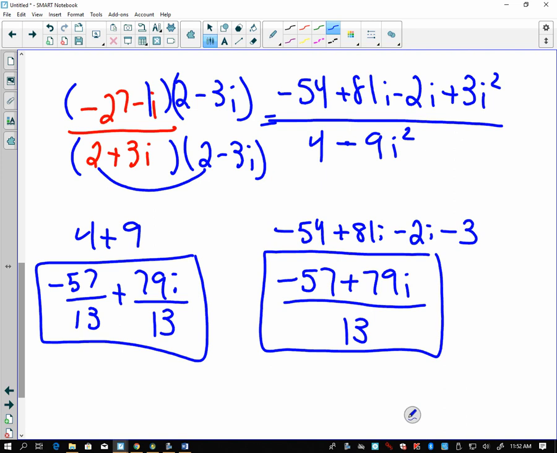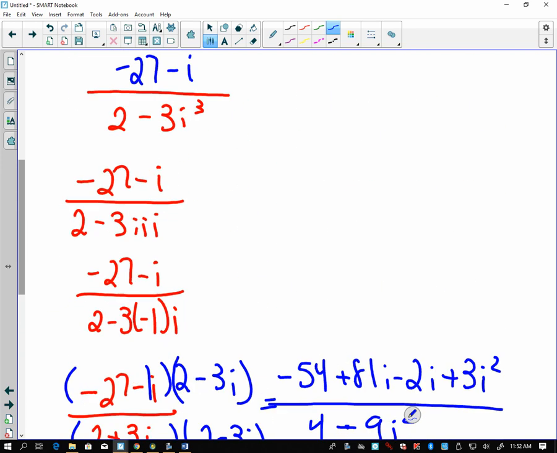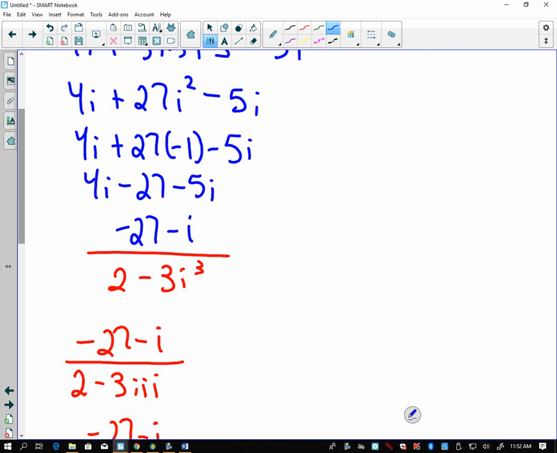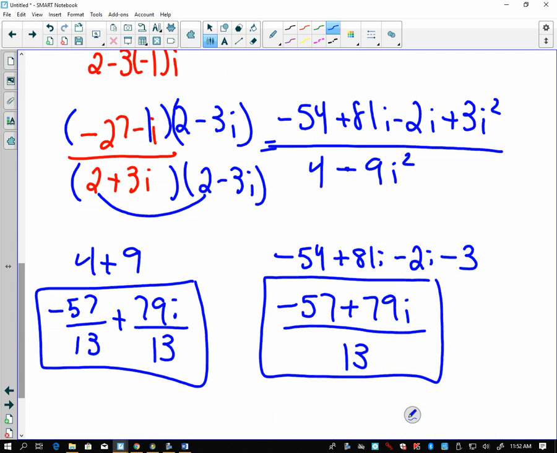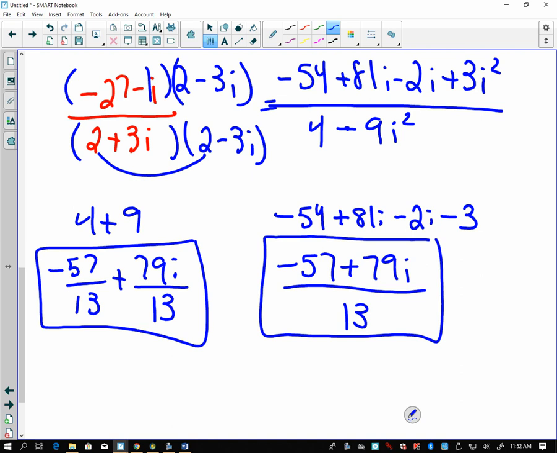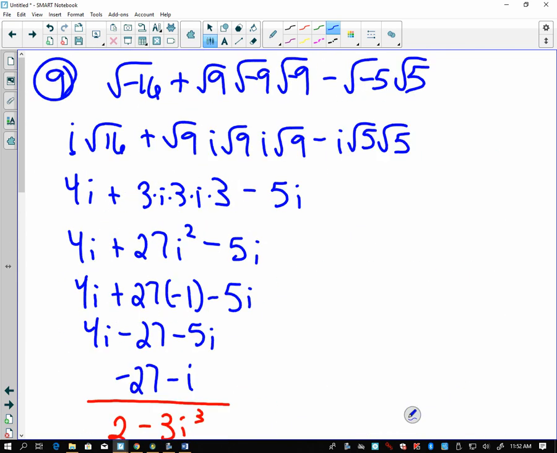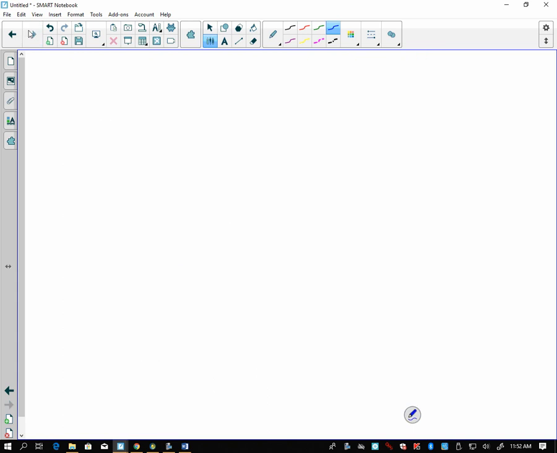So as I scroll back up through here, you can see if I expand it and I do all this, it's really several steps of different things that take place with those i's. So you want to be careful with this question. Okay, that was question number 9. After question number 9, you guys wanted to see question number 11.